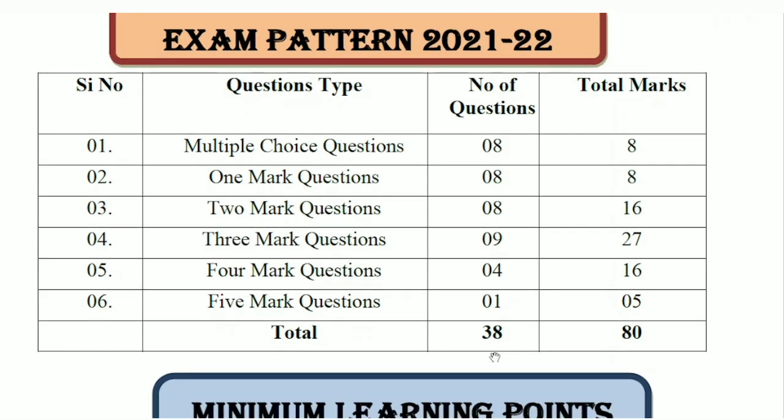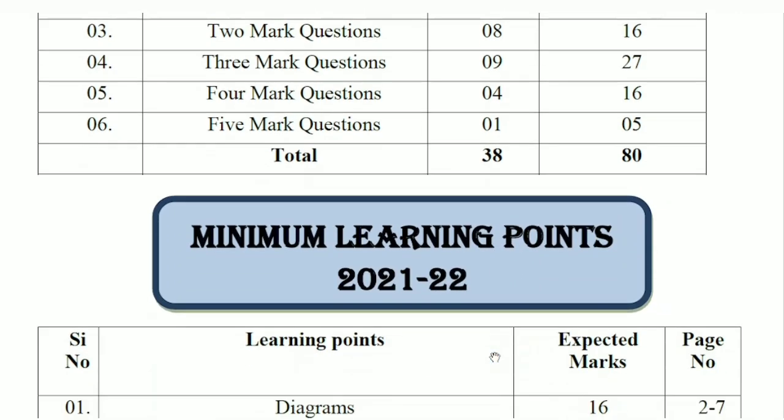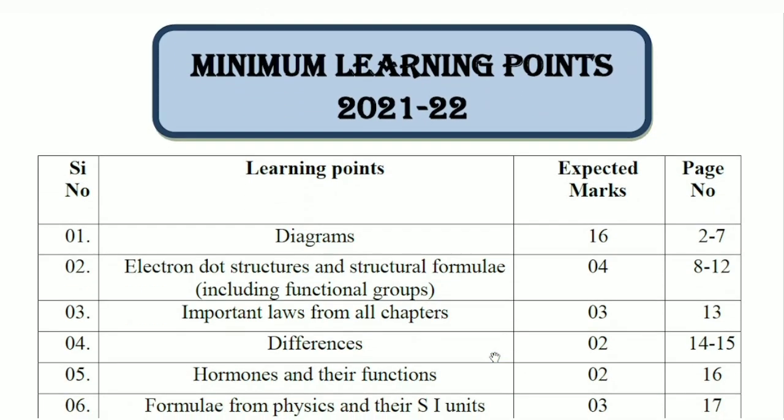So here we can see the 3 parts. In the question paper we will see 3 parts: part A, part B, part C, physics, chemistry and biology. So like that will be there. You have to answer in that way only. So now we have to understand the minimum learning points.